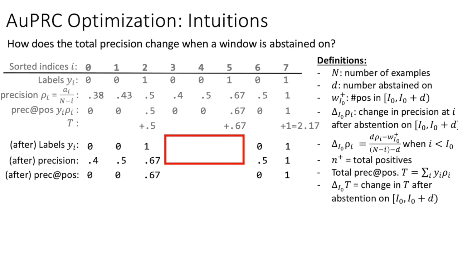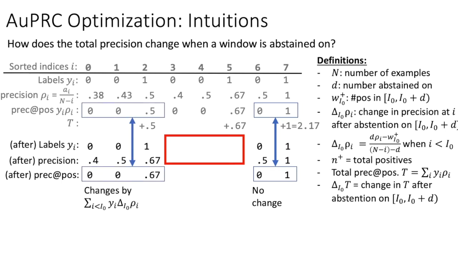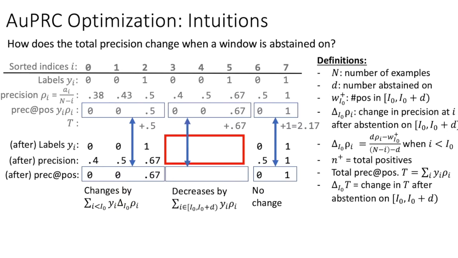Let's denote the change in t after abstention as delta I0 t. As we saw in the previous slide, for indices above the abstention window, there is no change in the precision at positives. For indices that lie below the abstention window, the precision at the positives changes by delta I0 ρi. And for indices that lie within the abstention window, we simply lose the precision at those positives from the total. Putting it all together, the change in the total precision at the positives after abstention is given by summing up yi delta I0 ρi at examples below the abstention window and subtracting away yi ρi at examples within the abstention window.